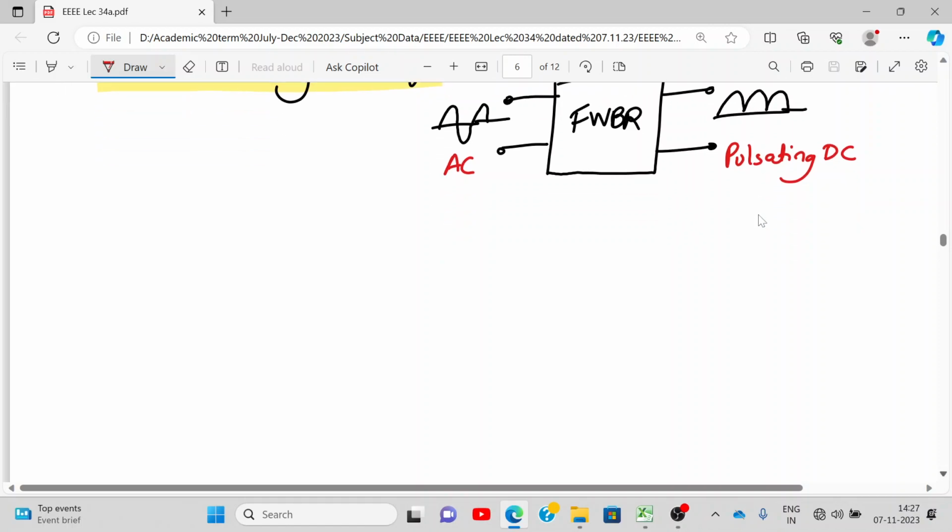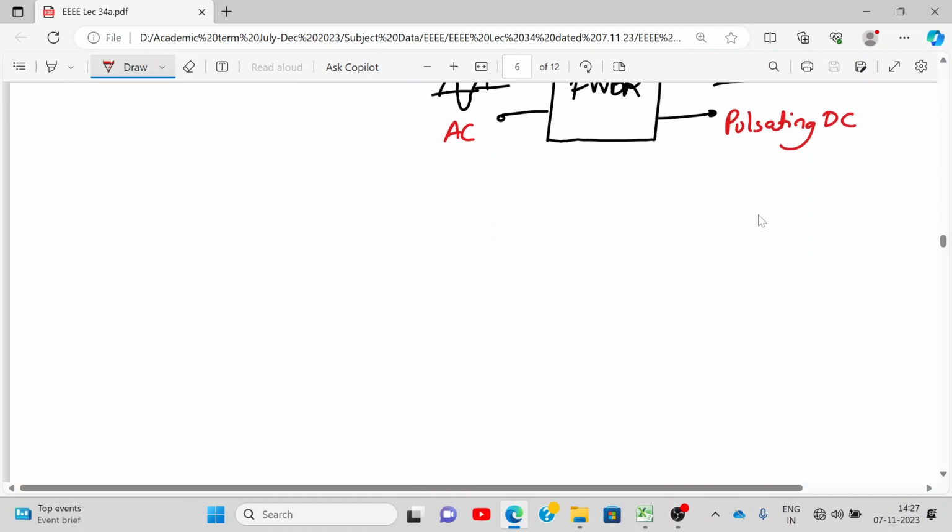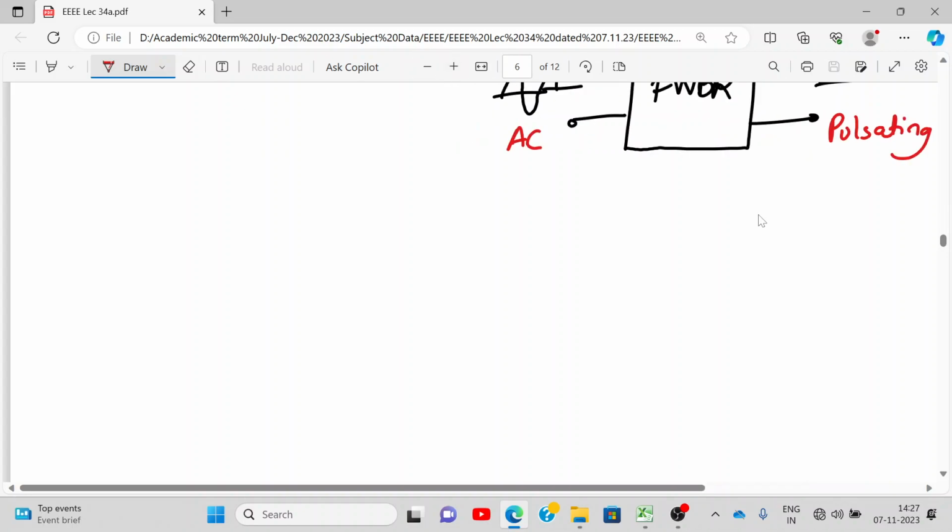Now let's come to the circuit diagram. This was the concept. Now let's draw the primary and the secondary winding. So first of all, draw the transformer. Let me expand it. I want to use black color.